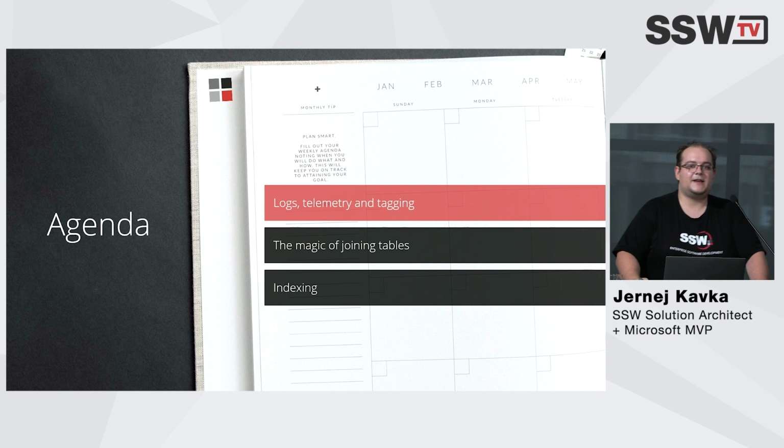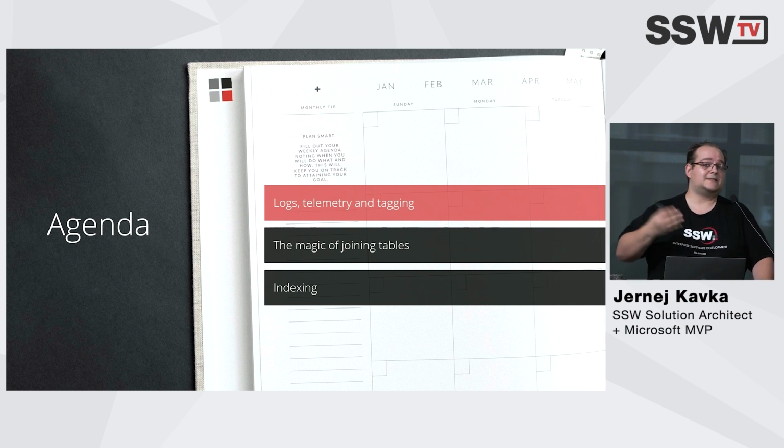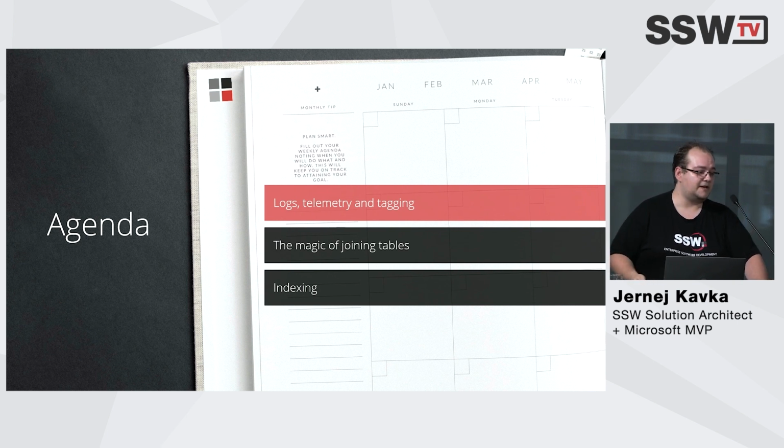All right, so the way we're going to go today is by first looking at the logs, telemetry, and tagging. And this is because I think that having good logs and understanding what's going on with your application is very important. And EF Core has some special things that you can do to actually have better insights in your application, like performance of your queries, or what queries are failing, or what's happening in general with your application.